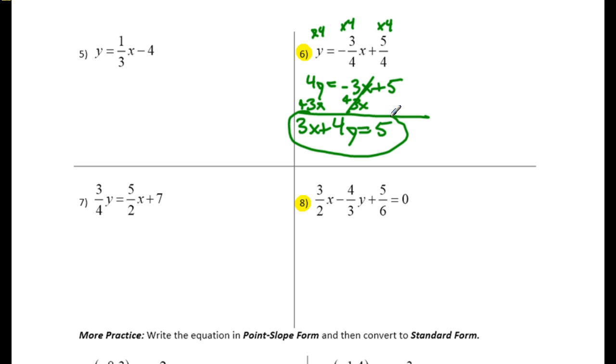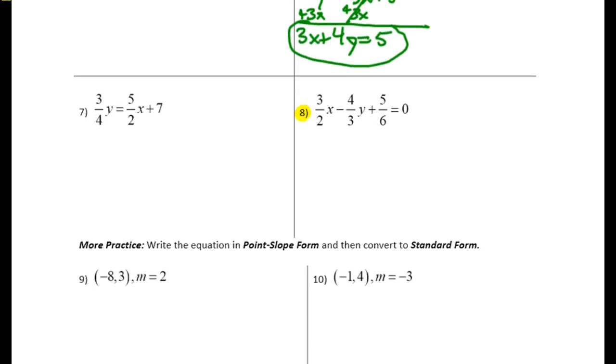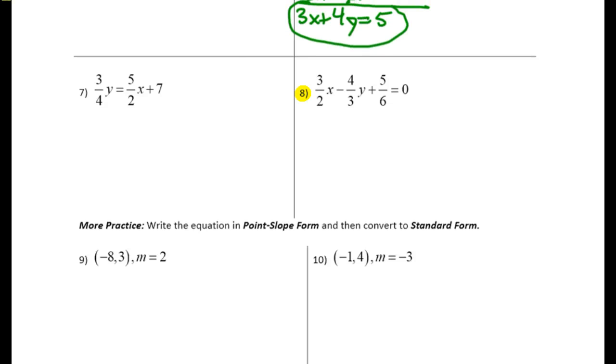Okay? Alright, here's an unusual example that you won't see too much, but just in case you do. Alright, number 8, we have 3/2 x minus 4/3 y plus 5/6 equals 0. I got 3 fractions. It's okay. Now here's the thing. The one we just did had the same number on the bottom. Look at this. It does not have the same number on the bottom. Okay? So this is where it gets a little tricky. What am I going to multiply by? I need to find a magic number that will cancel everything out.